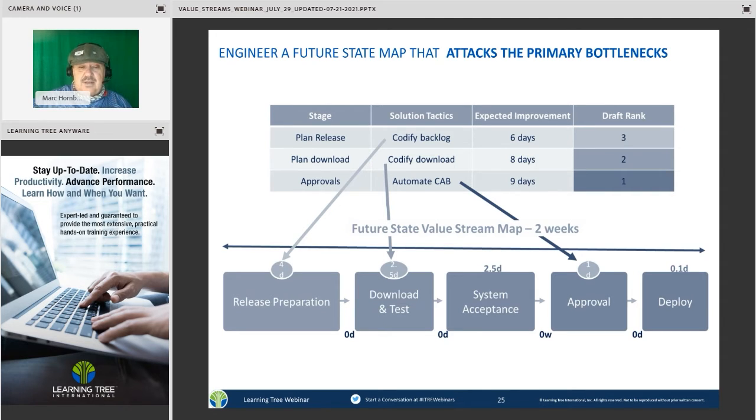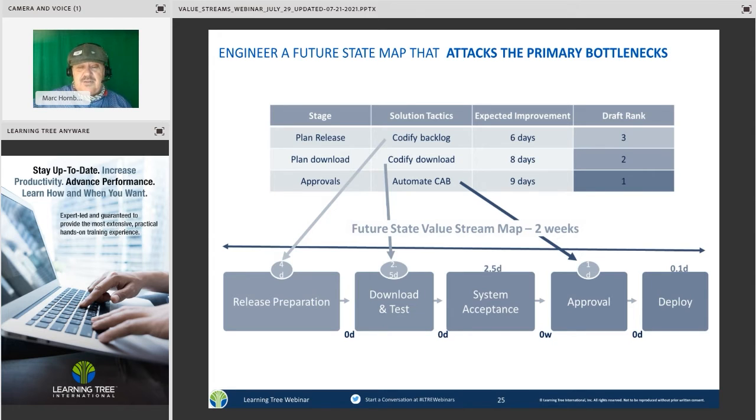downloading COTS applications from the source of COTS that they were using. And the third was to codify their backlog planning process. So you can see that they wanted to get down to 2 weeks, and this started off being a lot more than 2 weeks. This is a very simplified view of the value stream, but it gives you the idea of how you go about doing these things.